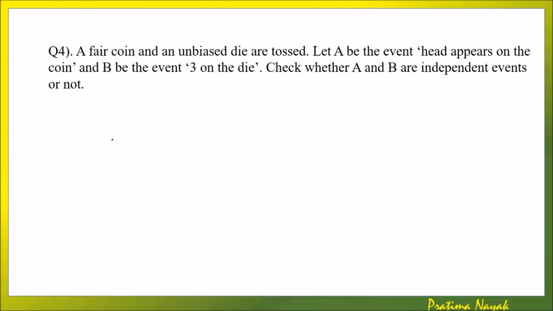Next, coming to question number 4. A fair coin and an unbiased die are tossed. One coin, this gives you head and tail, and a die, this gives you 1 2 3 4 5 6. A is the event, head appears on the coin. A is head and B is event, 3 on the die. Check whether they are independent or not. So when a coin is tossed and die is thrown, so the sample space is equal to your, how much? It will be 12. 2 into 6, 12.